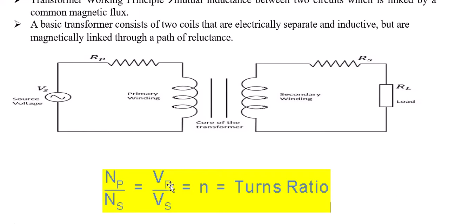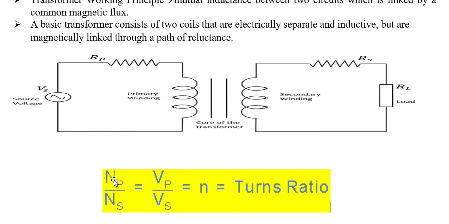In the same way, NP by NS means the number of turns in the primary circuitry divided by the number of turns in the secondary circuitry, which is equal to the voltage in primary divided by the voltage in secondary, which is equal to N. N is nothing but the turns ratio. So here we can analyze this particular equation.